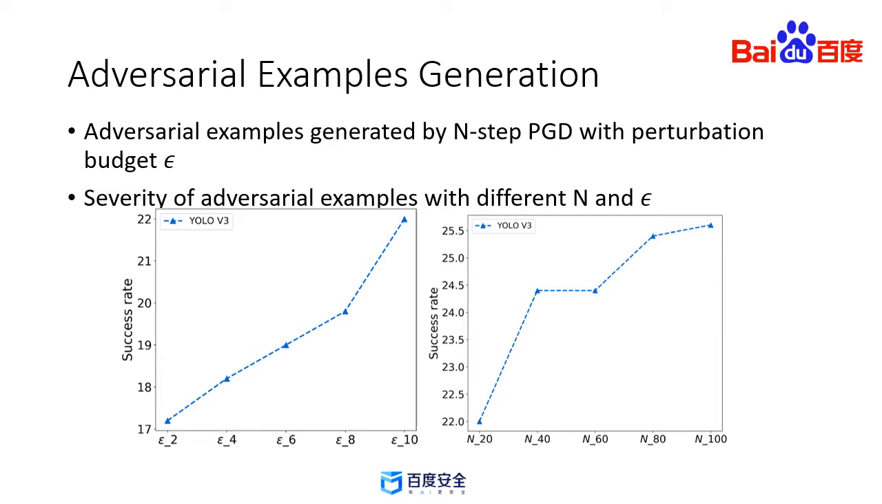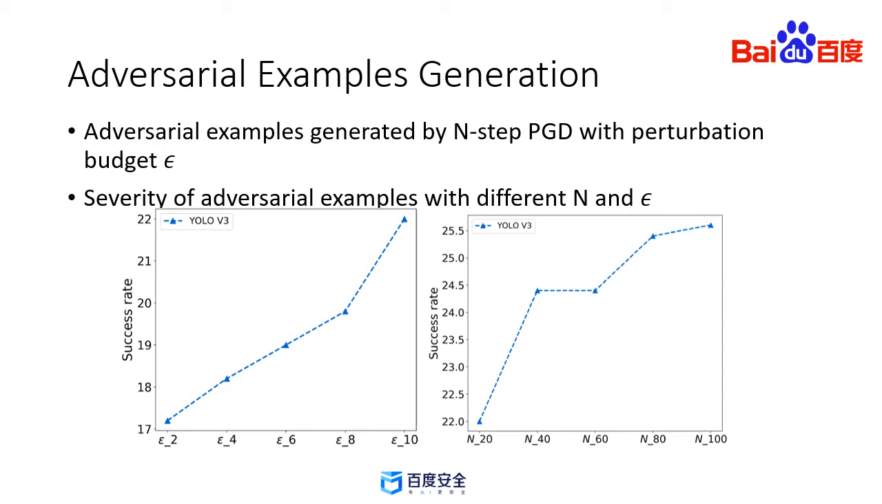We can see from the left-hand side, as budget increases, the generated adversary examples induce severe damage to the YOLO V3. And this indicates that the attacker has the incentive to choose larger epsilon in order to fool the object detector. However, when epsilon is too large, the generated adversary examples are perceptually distinguishable from the original image.